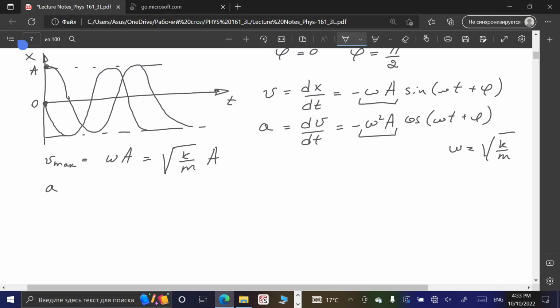Similarly we can do for maximum acceleration. So it will be omega squared times A, and that is k over m times A. So these are the kinematic parameters for periodic simple harmonic motion. Also, we need to introduce period and frequency of this periodic motion.